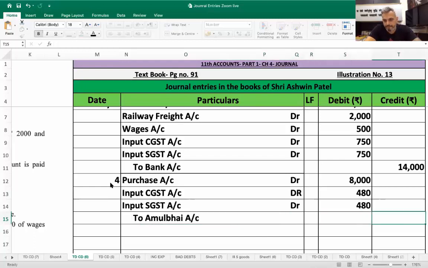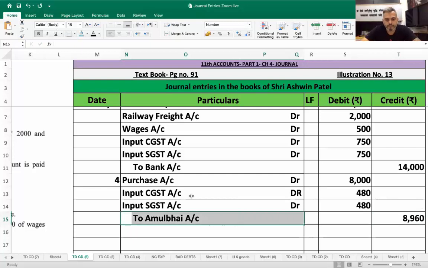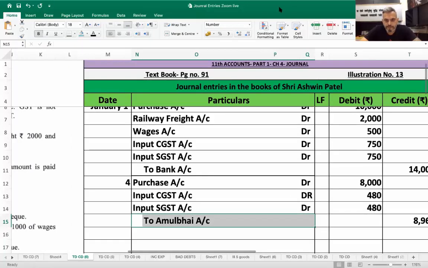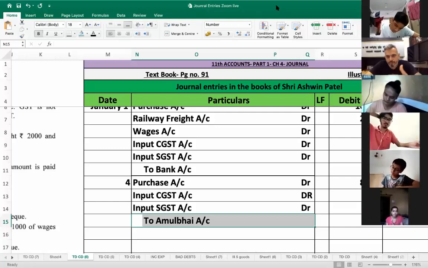Here we saw that it is Anand, so it means it is within the state. So we have CGST and SGST. Total: 8,000 plus 480 plus 480, 8,960. Understood this? It's very simple. It is a normal entry, you just have to include GST.